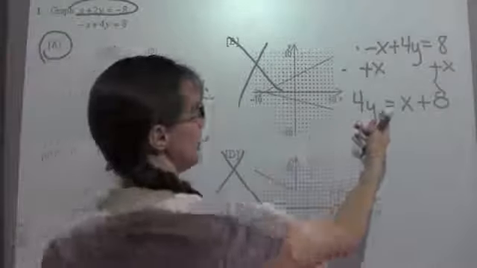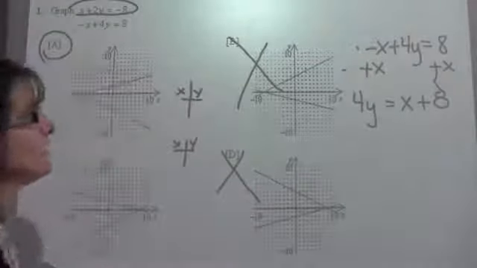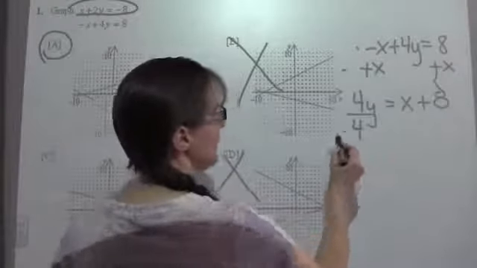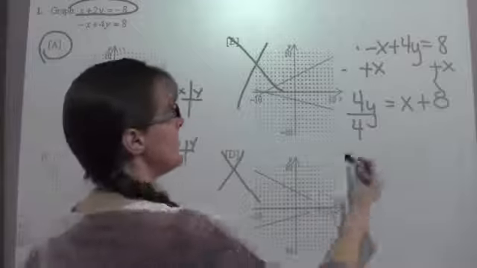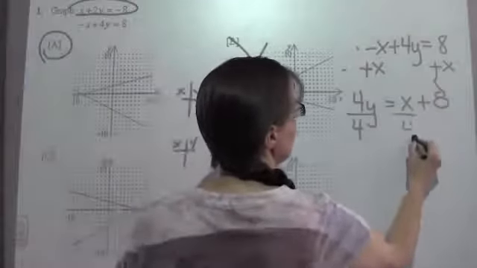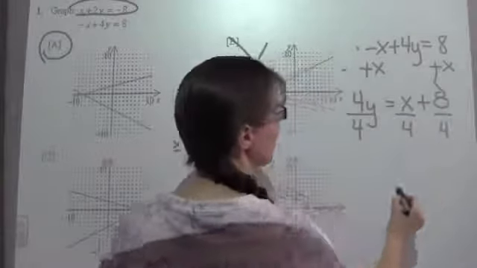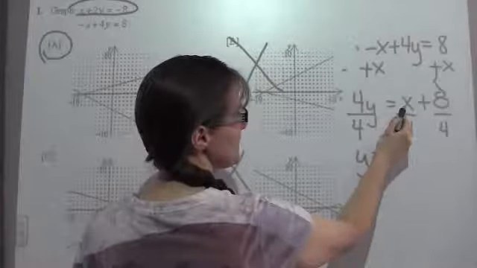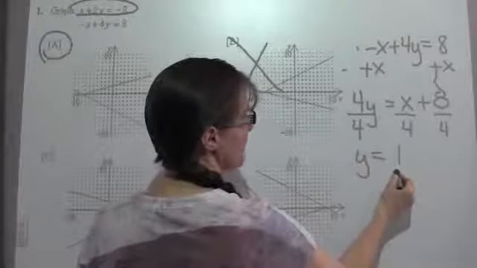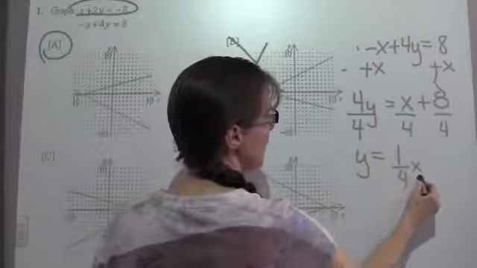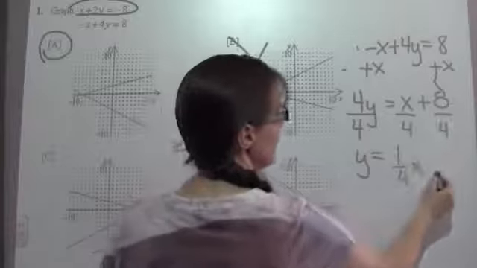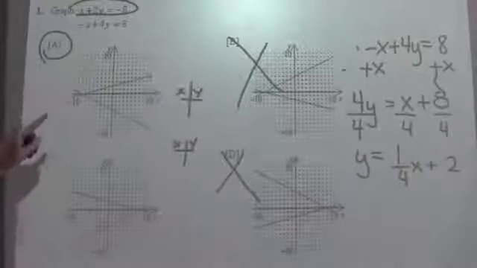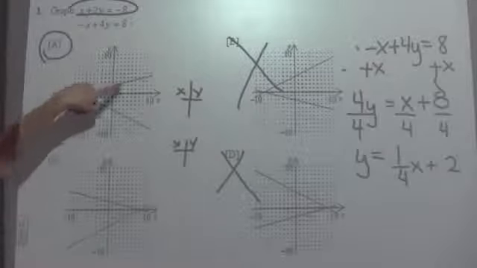Okay, this is the value of 4y's. I need the value of 1y. That means I would need to divide both sides by 4. Remember, we have to divide everything by 4. So this is going to give me y equals, how many x's do you see? 1x. That's 1 over 4x. And 8 divided by 4 is 2. That's plus 2.